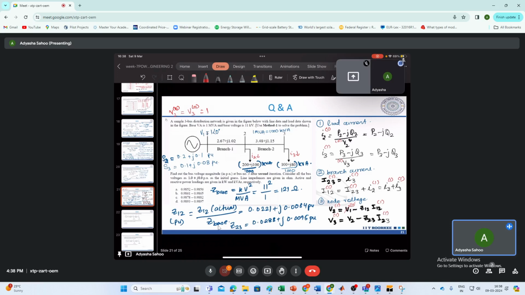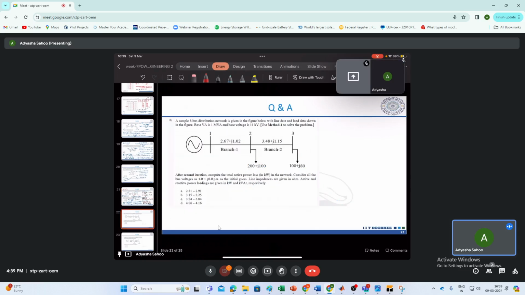So it is asking for 1 iteration or 2 iterations. Find the voltage at bus number 3 after the second iteration. Now, same question actually. After the second iteration, compute active power loss. Consider line number. Okay. So we have calculated it after solving the previous one, and you will get the second iteration values.